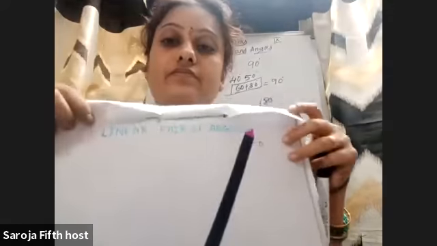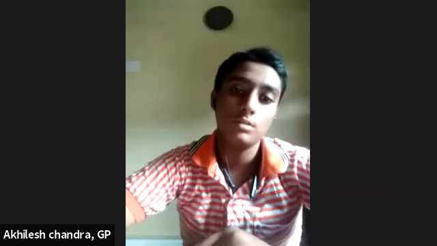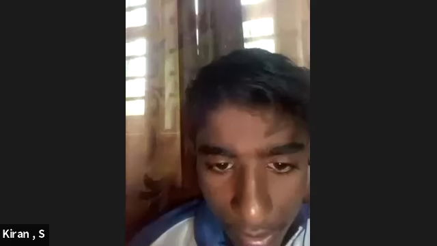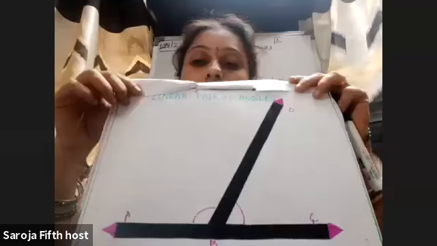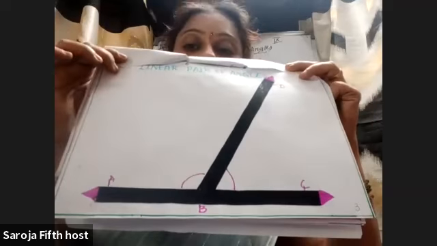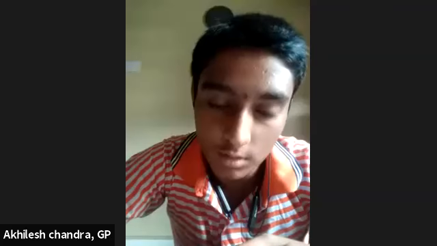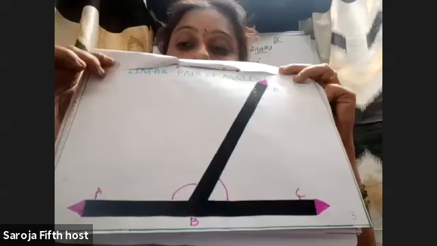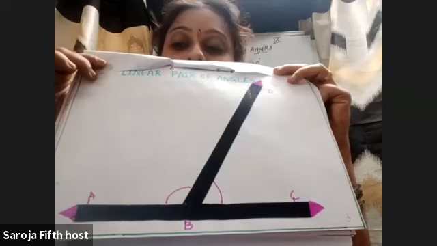Can you read this? Linear pair of angles. So now, what do you mean by linear pair of angles? By seeing this, you can tell. Opposite angles?